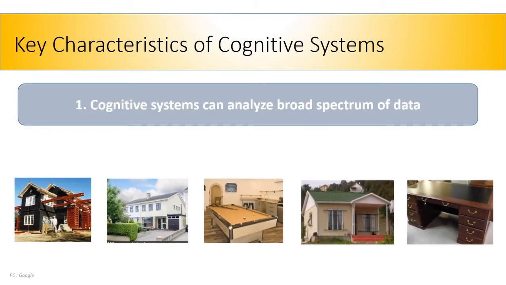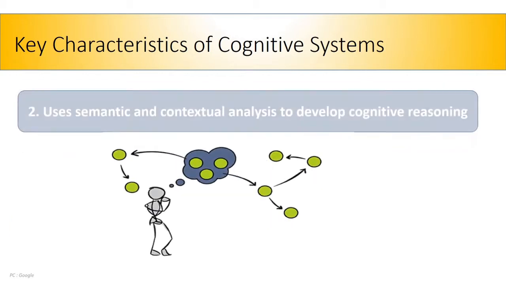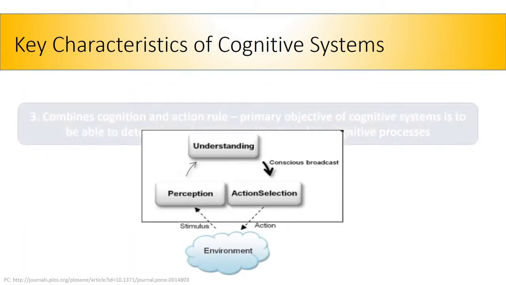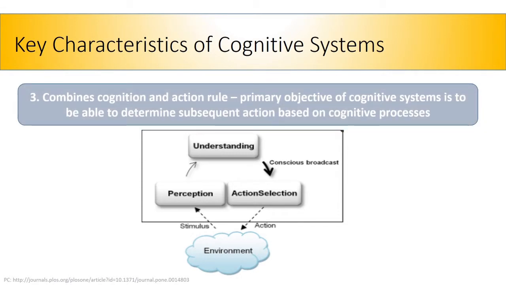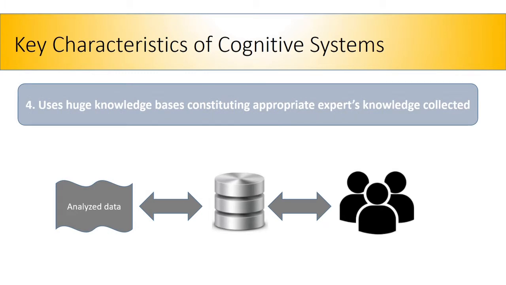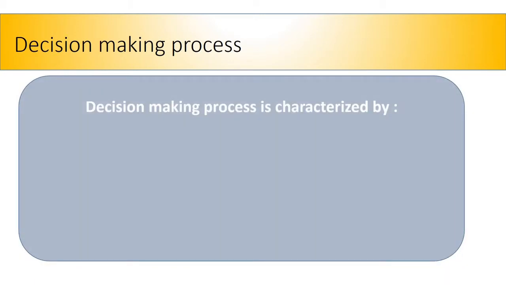Now we look into the key characteristics of cognitive systems. First and foremost is the cognitive systems can analyze broad spectrum of data. Second, they use semantic and contextual analysis to develop cognitive reasoning. It should be noted that the primary objective of cognitive systems is to be able to determine subsequent action based on cognitive processes. Last but not the least, they use huge knowledge databases constituting appropriate experts' knowledge collected. In fact, this is an important characteristic process because this is the junction where human intelligence is transferred to the machines.